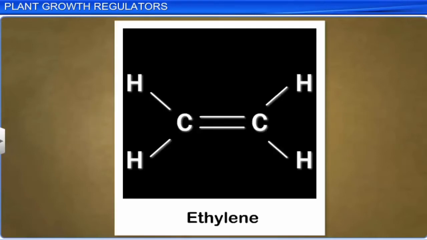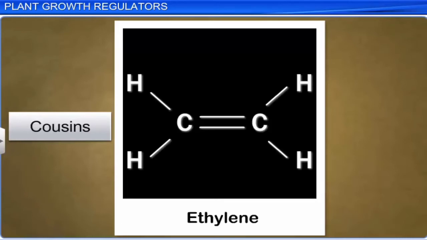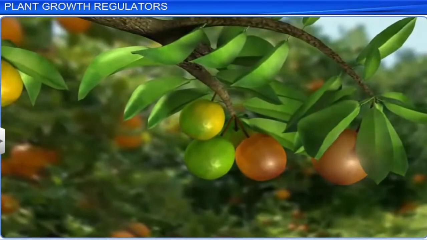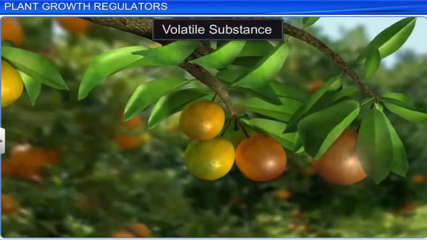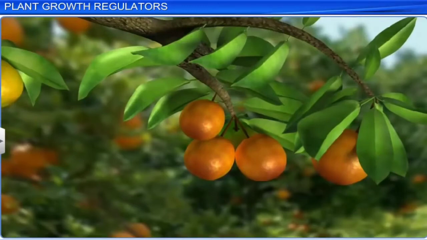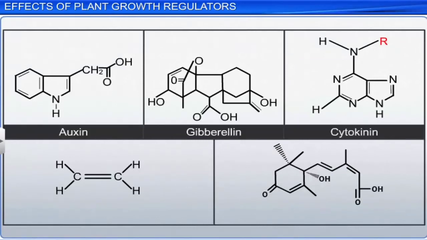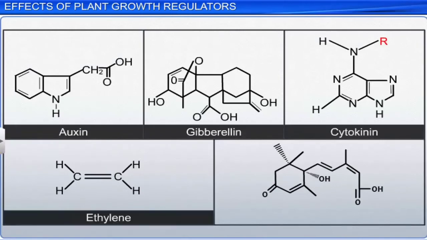The discovery of ethylene is credited to a scientist named Cousins, who observed the release of a volatile substance from ripened oranges. He also found that the volatile substance promoted ripening of other unripened oranges. Later, this volatile substance was identified as ethylene. Plant growth regulators or PGRs include auxin, gibberellin, cytokinin, ethylene, and abscisic acid.